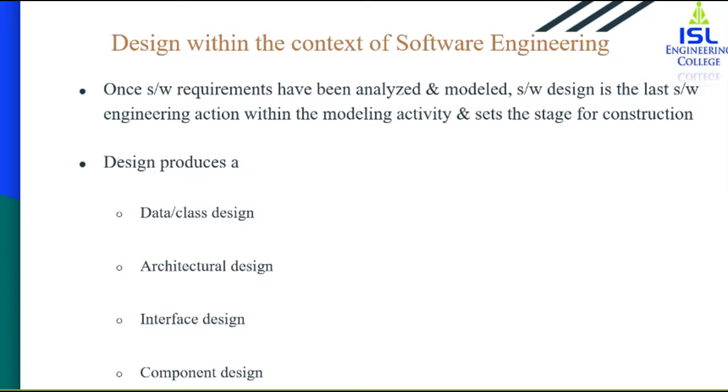Now, whenever you go for design engineering, it produces 4 different designs. What are those 4 different designs? They are data and class design, architectural design, interface design, and component design. So these are the 4 different designs. What is the first one? That is the data or class design.